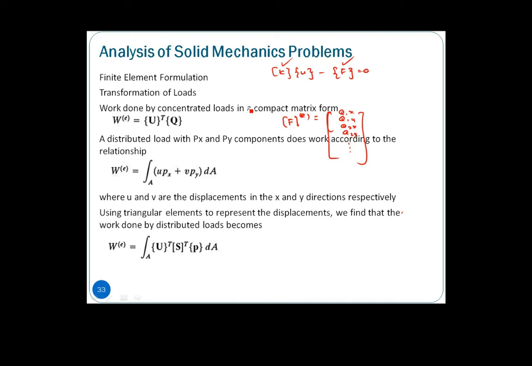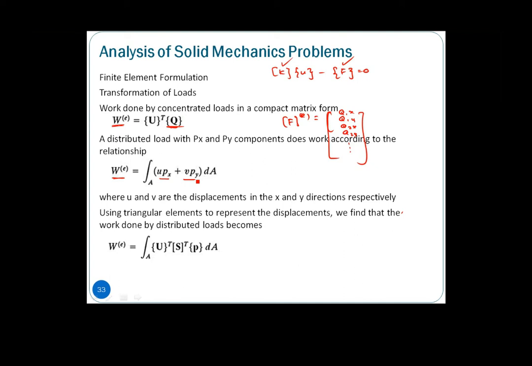Your Q itself is your nodal force, multiplied with the displacement U, and that basically is our work done. That is what we derived previously. So if you have a distributed load, P along the x-axis and along the y-axis, then you can represent your work done as U Px plus V Py, where U is displacement in X and V is displacement in Y.